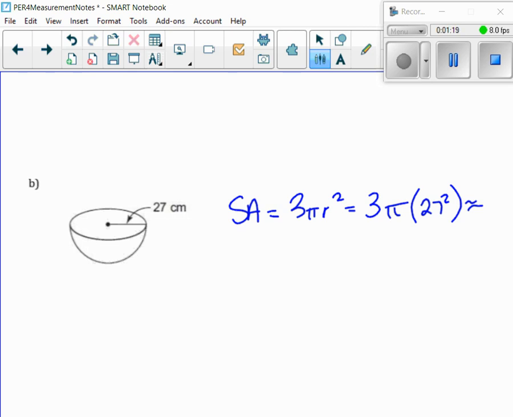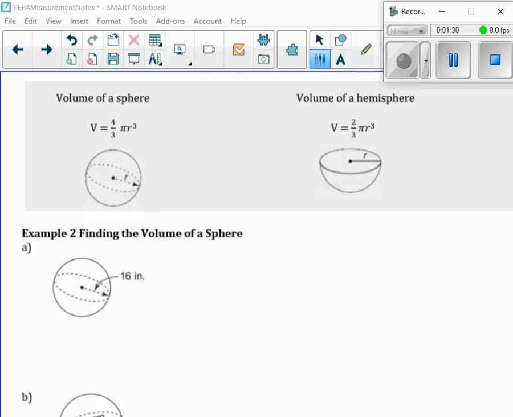Not cubed. 6,870.7, and that's going to be centimeters squared. Next page. Now we're going to talk about volume of a sphere.